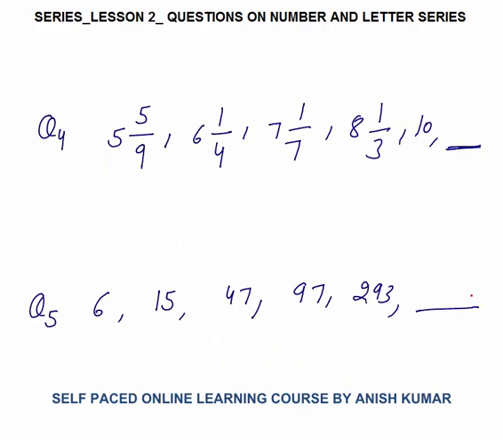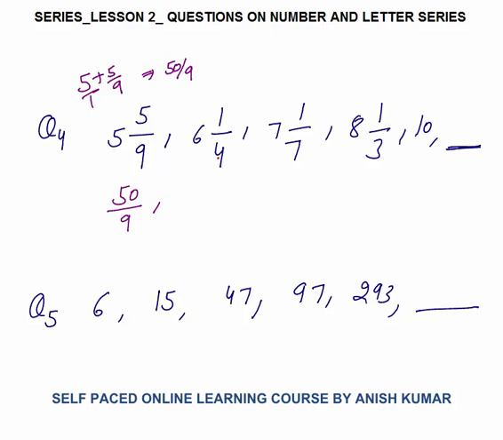Now question number 4 and 5. Now pause the video, try to solve both of these questions first by yourself. Take this video lesson as a practice exercise online. Now fourth question says that this is 5 by 9, which means 5 plus 5 by 9. Once you solve this, you will get 50 by 9. 9 5s are 45 plus 5, 50 by 9.